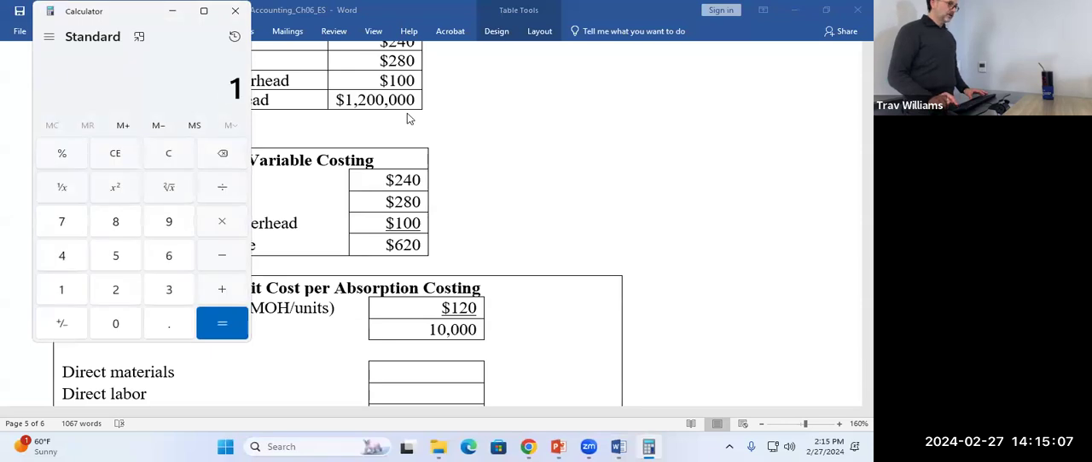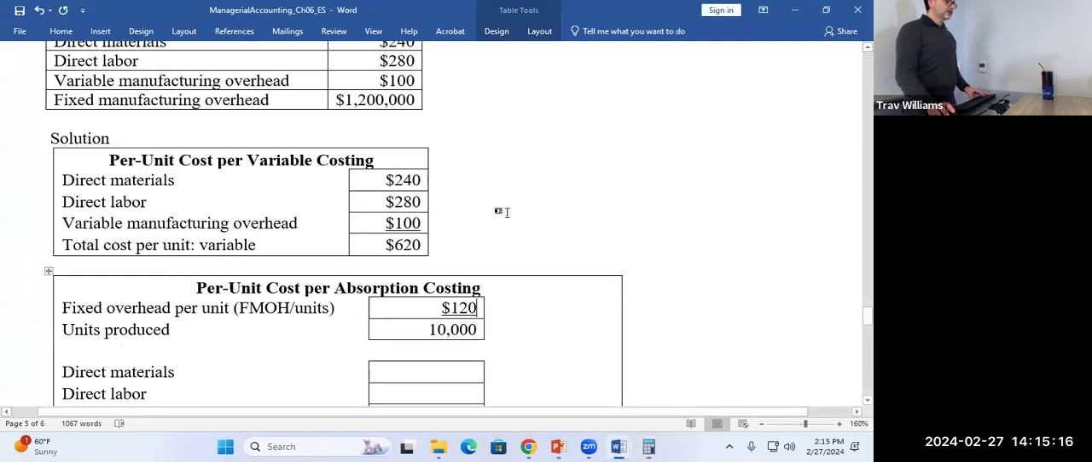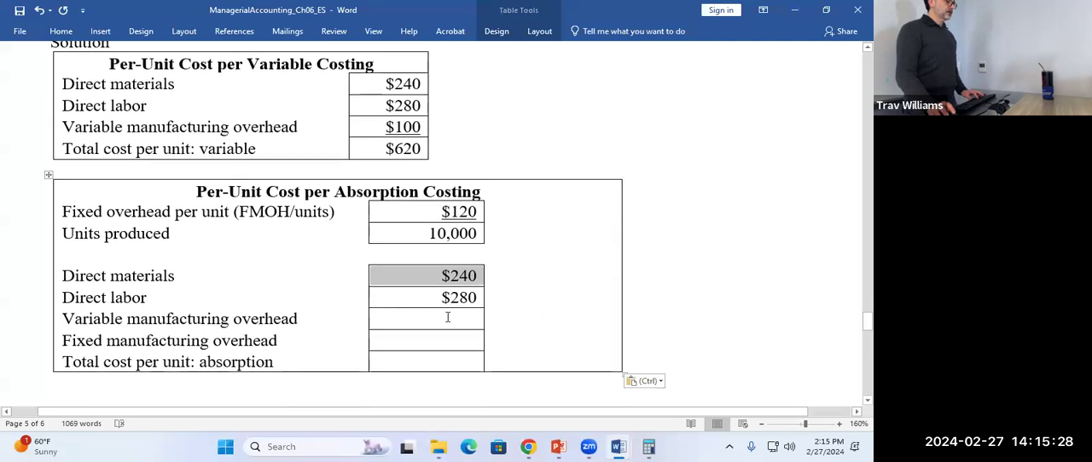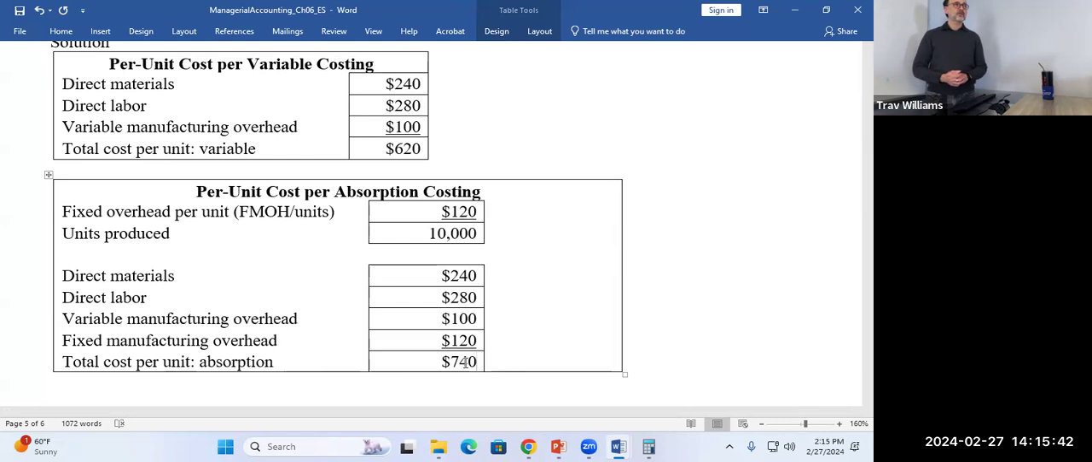Okay, 1.2 million divided by 10,000, $120. All right, so now that we know our fixed cost per unit, we can again take our direct material, our direct labor, our variable manufacturing overhead, and we add now our fixed manufacturing overhead, add it all up, and under absorption costing, our per unit cost is $740, not $620, right? Because now we're including the fixed overhead.